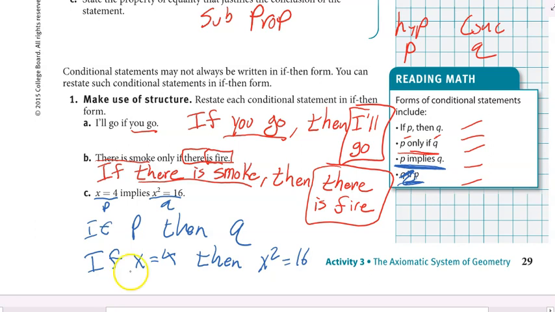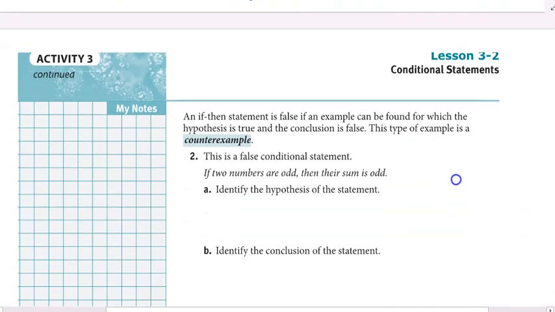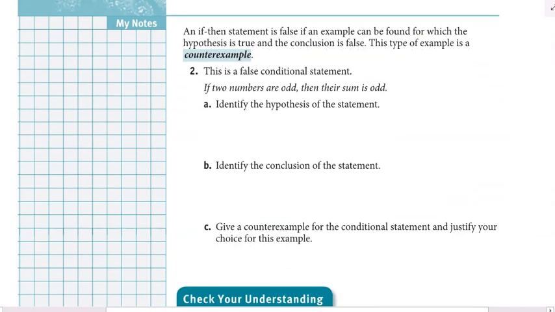All right, so notice here, I do have my hypothesis and my conclusion on there, just like it's supposed to be on the examples. All right, moving on, we can learn now what a counterexample is. So an if-then statement is only considered false if the hypothesis is true and the conclusion is false.